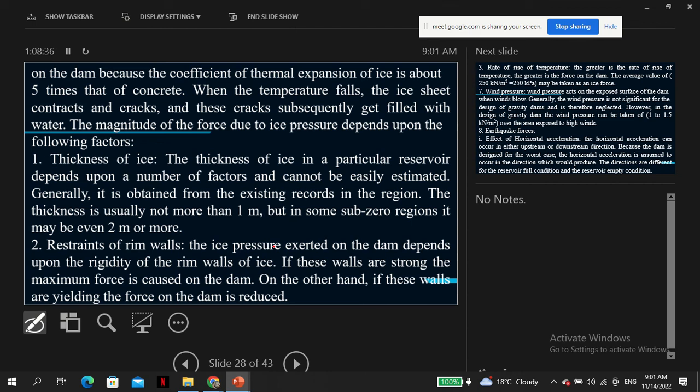Excuse me. The thickness is usually not more than 1 meter, but in sub-zero regions it may even be 2 meters or more. Now, the lucky thing is the anomalous expansion of water. So ice can only form on the upper surface and cannot go very deep because of the anomalous expansion, and of course that will cushion or insulate the other layers.